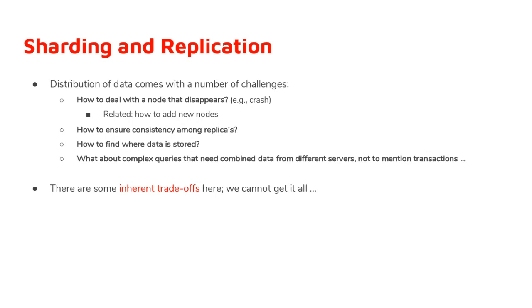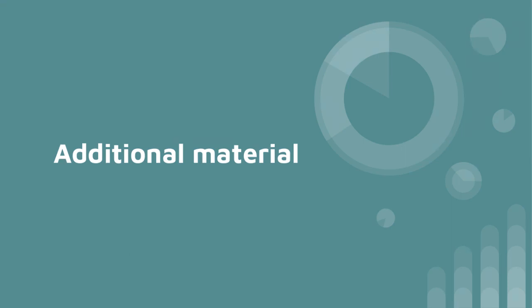If the data is partitioned, then you have to first identify on which nodes it is stored. And you also need to be able to handle complex queries that combine data from different servers and so on. So there are a number of challenges and also some trade-offs. We cannot get all of those functions. That's why NoSQL systems are also limited in scope, because you cannot provide everything, as shown by the CAP theorem. Okay, so that concludes my second presentation.